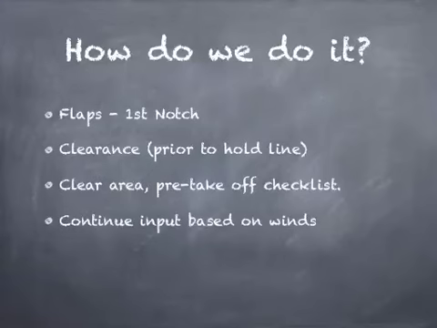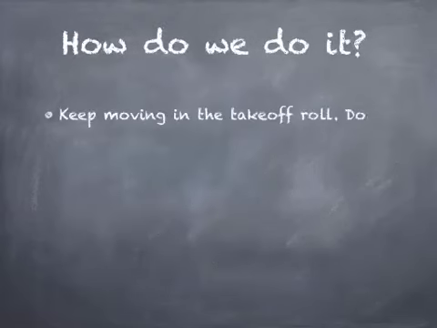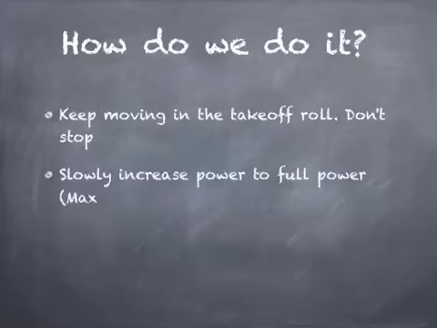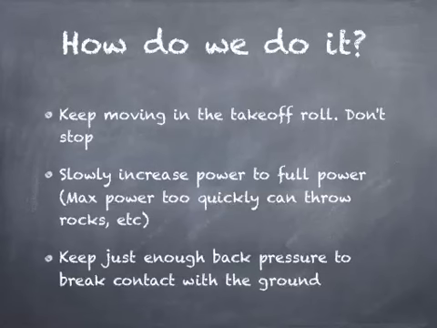We'll continue our control inputs based on the current prevailing winds, and we'll taxi out on the runway, applying full back pressure to the yoke, reducing as much weight as possible on that front landing gear. And as we proceed out, we'll try to keep moving in the takeoff roll and not stop. That's important. We'll slowly increase power to full power, making sure that we don't do that rapidly, so as to not throw rocks, etc., based on the prop wash. And we'll just keep enough back pressure to break contact with the ground.